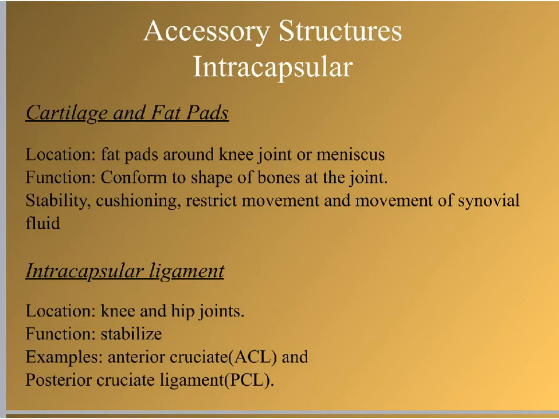So now what we'll do is move on to structures that help the joints but are found on the inside. Intra means within. So in many joints there's going to be cartilage and fat pads. I would say every single joint has cartilage. Not all have fat pads, but there will be cartilage and fat pads. You can find cartilage, like I said, around any joint on the inside, but you don't always find fat pads. So fat pads are found around the knee joint or near a cartilaginous structure called the meniscus. I'll show you a picture of that in a second.